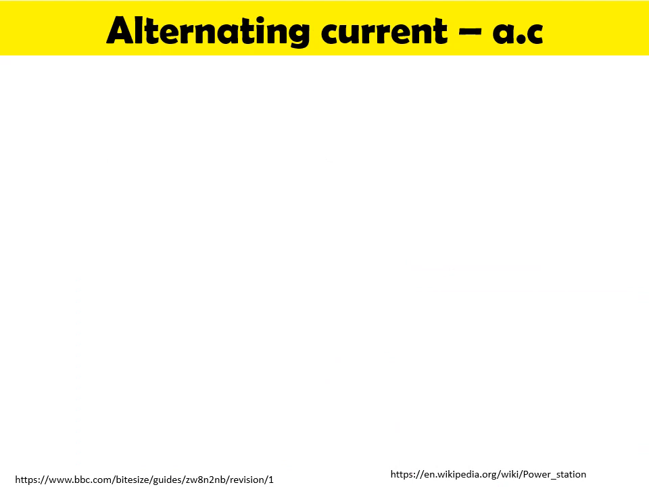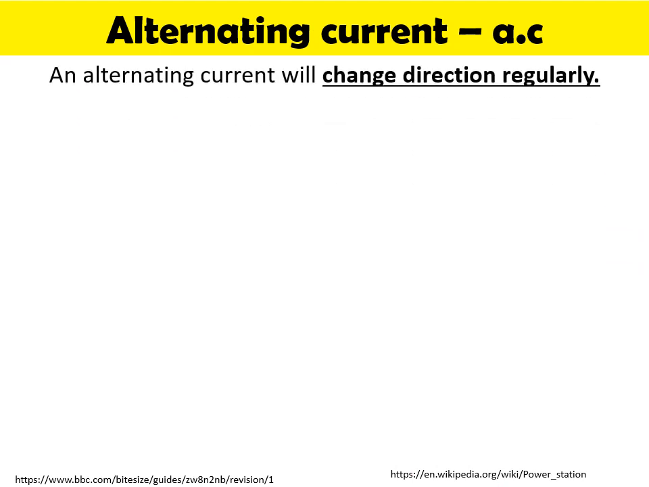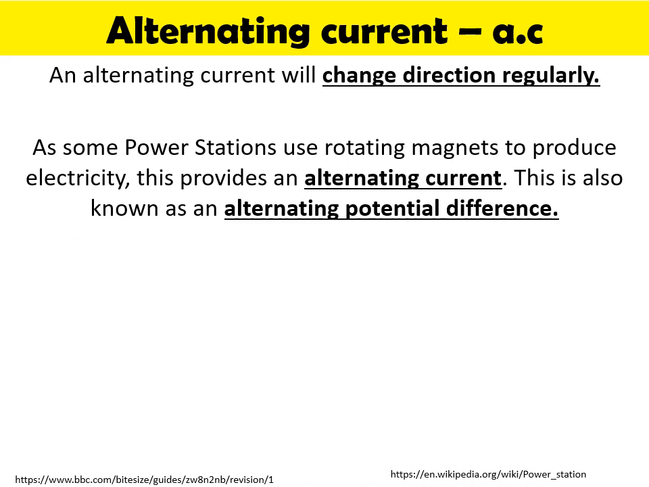So moving on to alternating current. Alternating current will change direction regularly. We have seen this actually when we did generators in P4. The power stations where they use generators are producing an alternating current. The voltage or the potential difference associated with it will be an alternating potential difference.